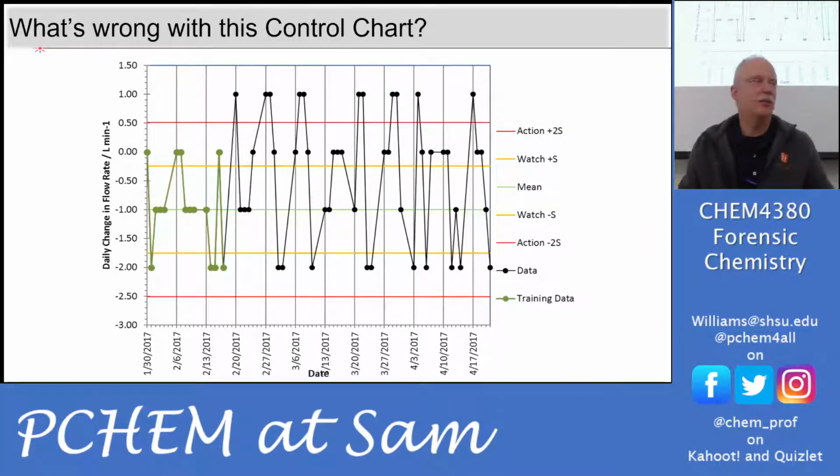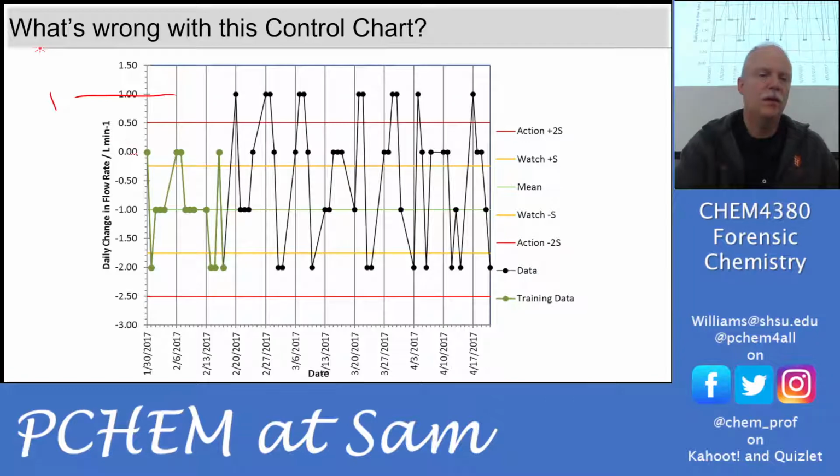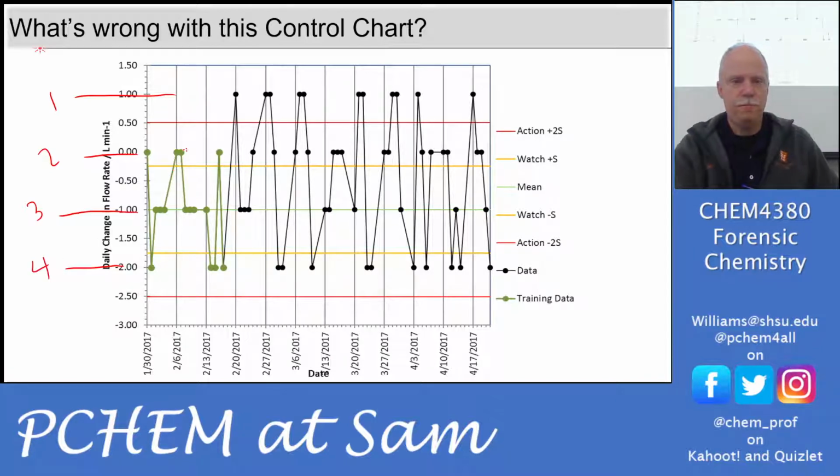Okay, so what's wrong with this control chart? Yes? The data points are more, I guess, scattered in between data. Yeah. So this is not what we mean by continuously variable data. So we really have four answers here, four categories.